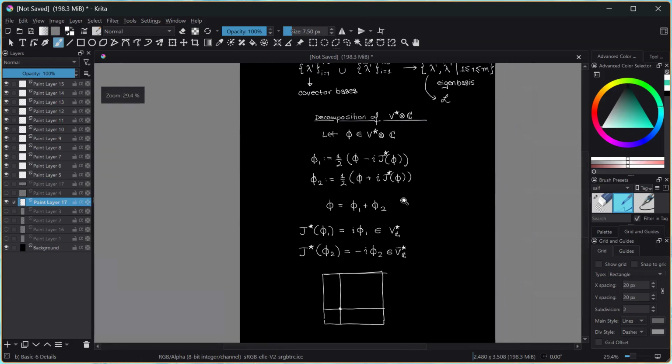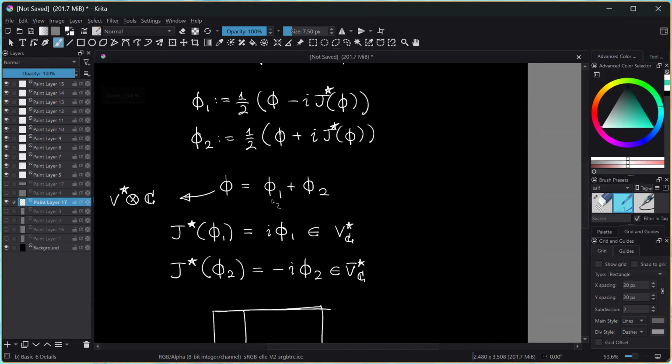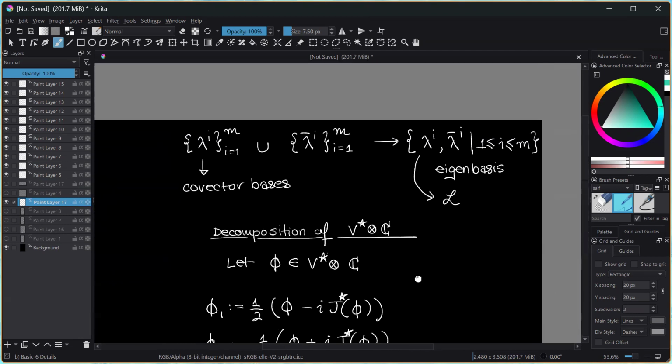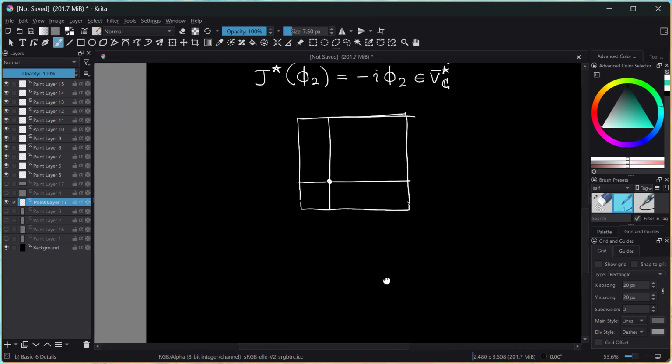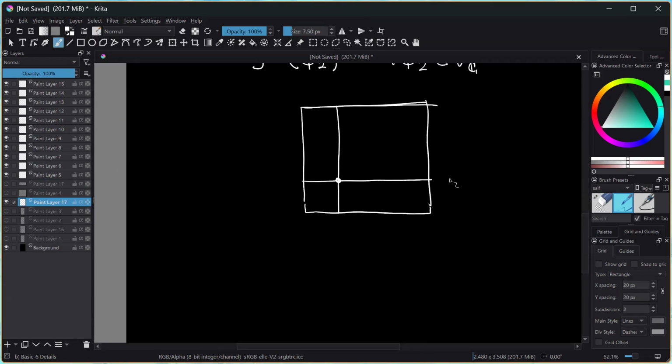We showed that this is any element of V star cross C, right? And we showed that this is an element of VC star, and this is an element of VC star bar, which means that for any element phi, we can decompose it in terms of these two subspaces. So that's what I meant when I said that these are the building blocks.